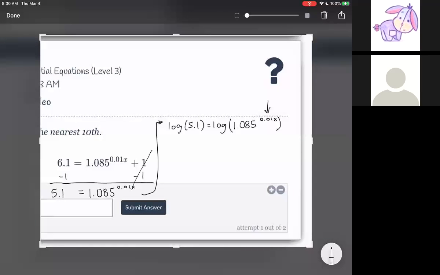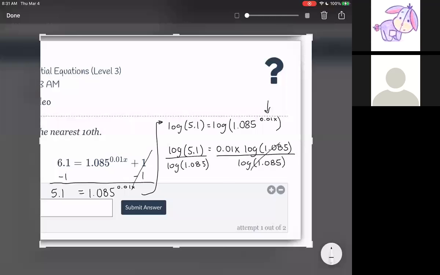And now once you get your log of both sides, the idea is still the same. We want our exponent to go in the front. So our exponent is 0.01x. So that goes in the front now, and it's being multiplied to log of 1.085. And that's, of course, equal to log of 5.1. Okay, so from here, we can solve for the x by dividing by log 1.085, and then over here, also divide by log of 1.085.